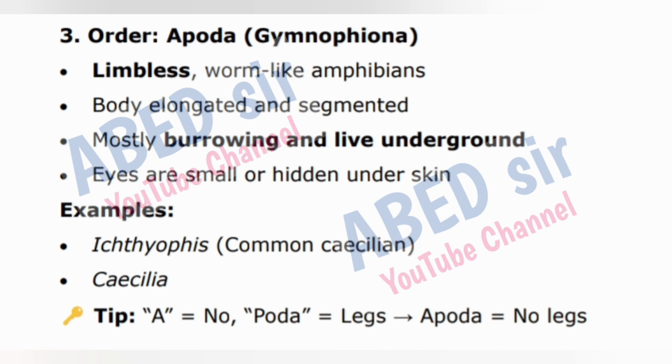3. Order, Apoda, Gymnophiona. Limbless, worm-like amphibians. Body elongated and segmented. Mostly burrowing and live underground. Eyes are small or hidden under skin. Examples: Ichthyophis, common caecilian. Tip: A means no, poda means legs, Apoda means no legs.